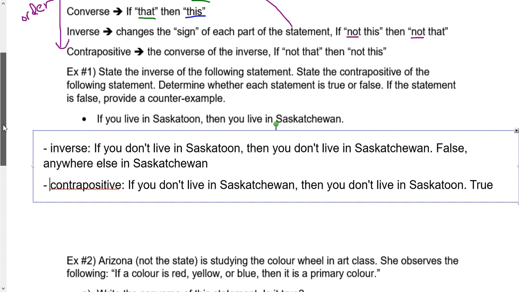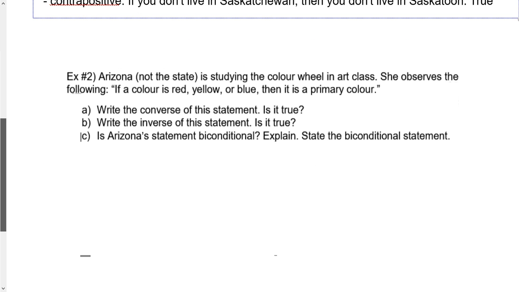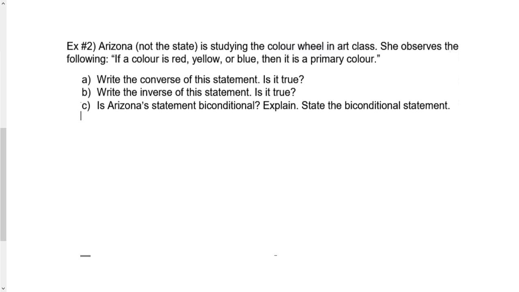All right. Next example. Arizona, not the state, someone actually called their kid Arizona, just like some people call their kids Alberta. But anyway, studying the color wheel in art class, she observes the following. If a color is red, yellow, or blue, then it's a primary color. What's the converse? What's the inverse? And is the statement biconditional? If it is, we'll state the biconditional statement.